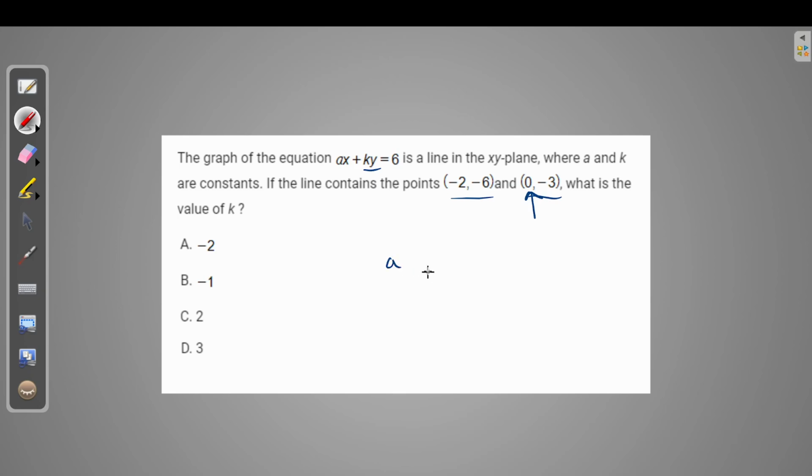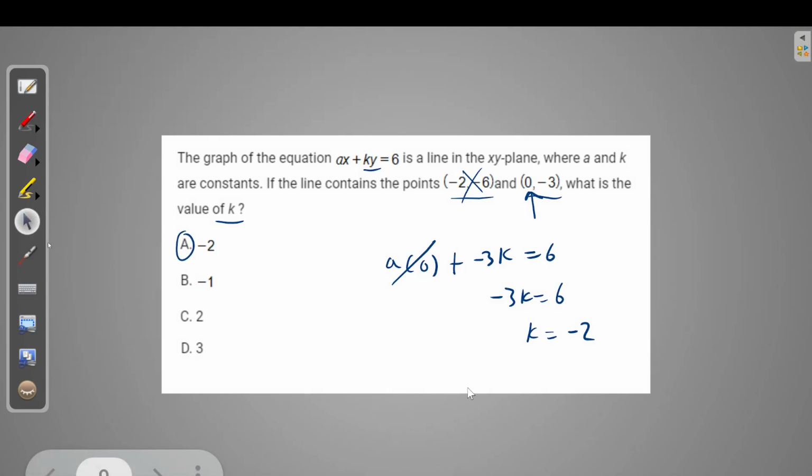So, for example, a is 0, which means you're canceling this one out and you're isolating k here, makes it negative 3k is equal to 6, where k is equal to negative 2. And since all we need to know is the value of k, we don't even have to substitute this one in. So, answer is A, negative 2. Well, that's it for both 1 and 2 variables.